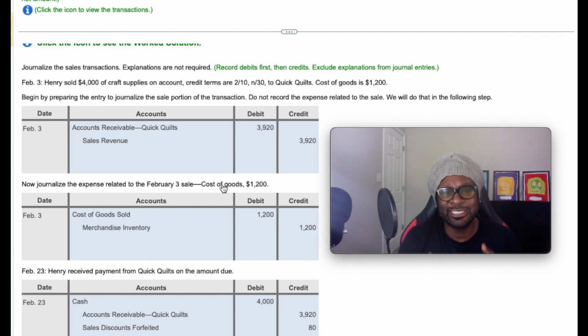So there you have it, gang. A quick, easy illustration of how to account for collections on accounts outside the discount terms.